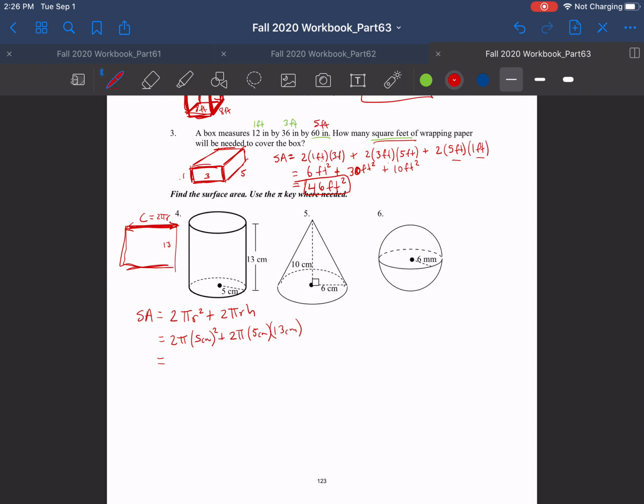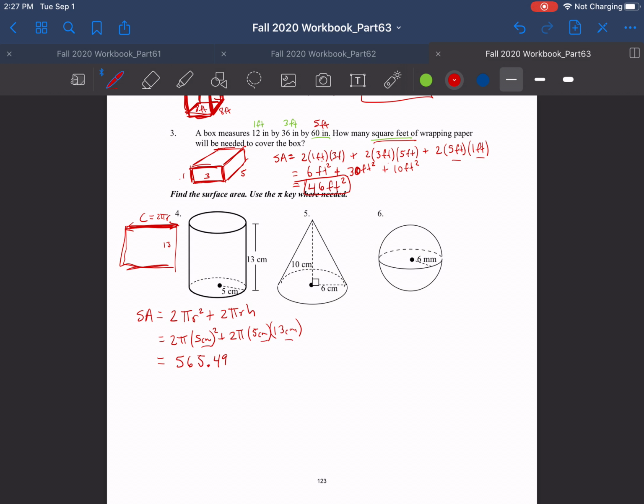And so 5 times 5 is 25, and 25 times 2 is 50. And so we get 50 times pi, and then that's 157.08. Leave it in my calculator, and I'm going to do plus 2 times pi times 5 times 13 to get that other sleeve on there, and I get 565.487, so 565.49. And this will be centimeters squared.